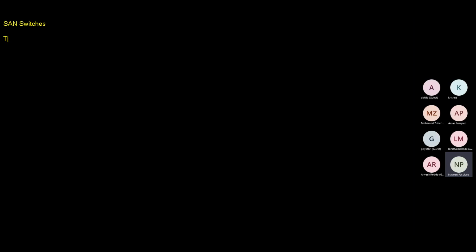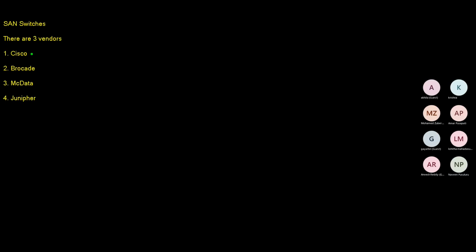SAN switches. So there are three vendors manufacturing the SAN switches, majorly. There are more than that, but these are the major vendors. First one is Cisco. Second one is Brocade. Third one is McData. And even recently Juniper started manufacturing the SAN switches. Okay, you can say four now.